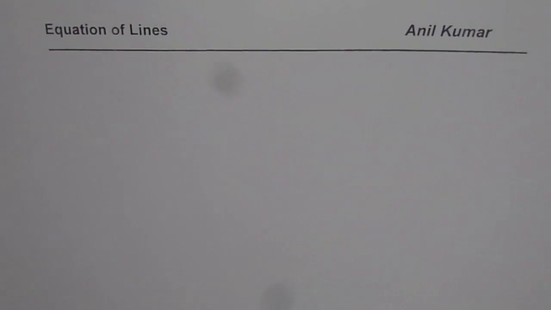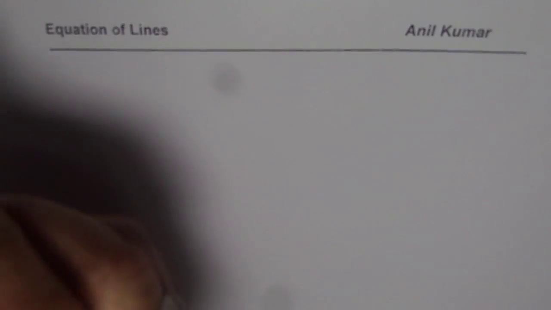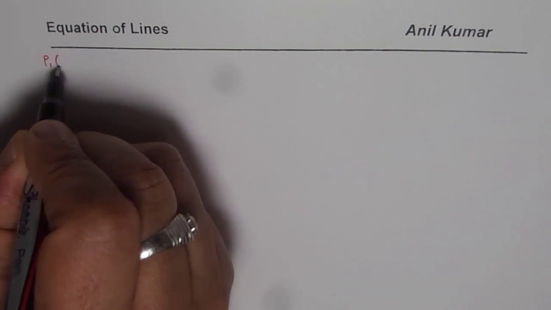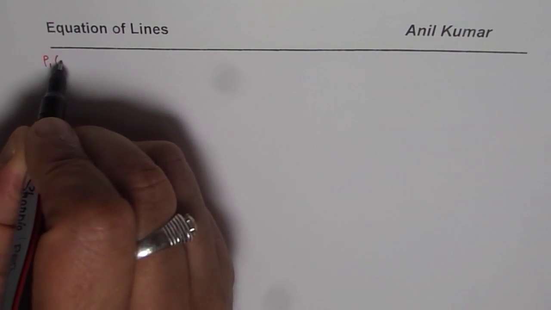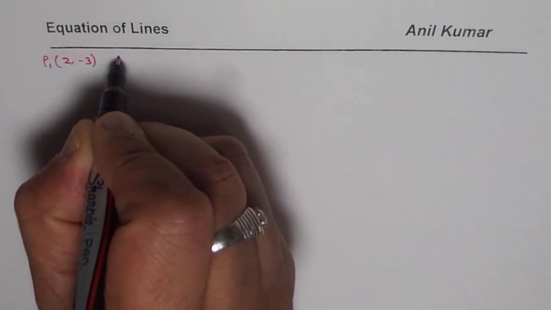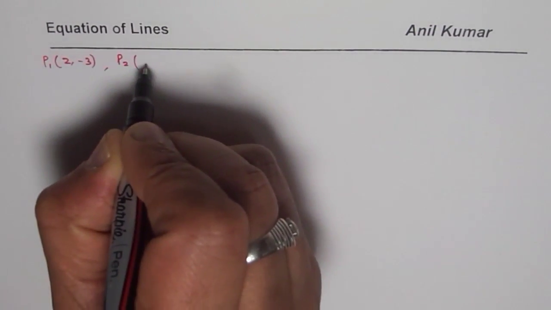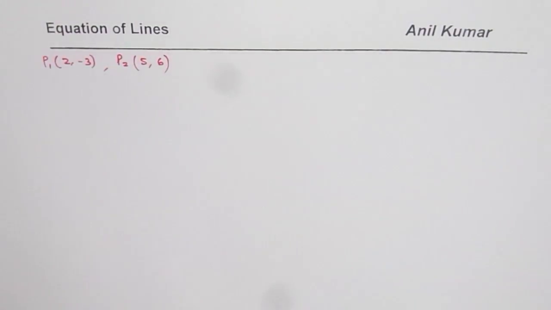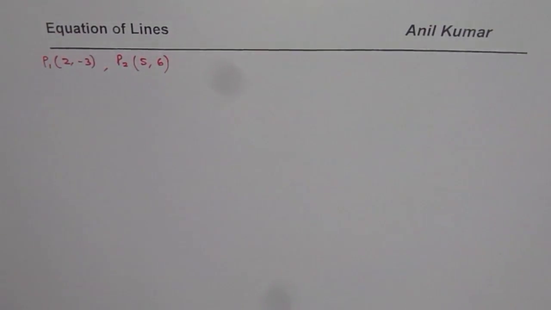I'm Anil Kumar, and in this video we will try to understand how to write equation of lines. So we'll have different conditions. One is, let us have 2 points. Let's say we are given 2 points P1 and P2, and let's say the coordinates of points are 2 and minus 3, and let's say P2, the second point coordinates are 5 and 6, for example. In that case, we need to find equation of a line which passes through these 2 points.